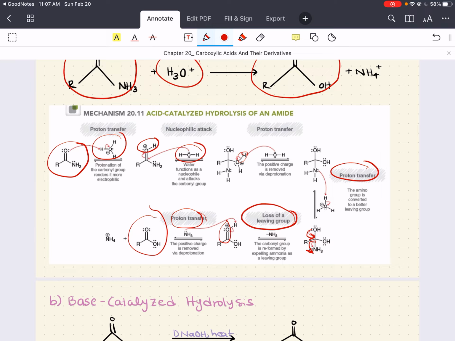Then the positive charge is removed from the water that we have added. Then the amino group is converted to a better leaving group through a proton transfer. Then the carbonyl group is reformed, and because of that, our ammonia is expelled. The positive charge on our carbonyl oxygen is removed via deprotonation, and guess what? We have gotten our carboxylic acid.